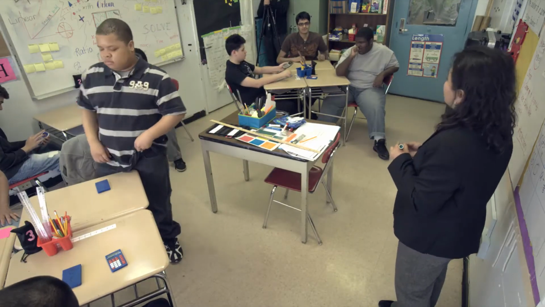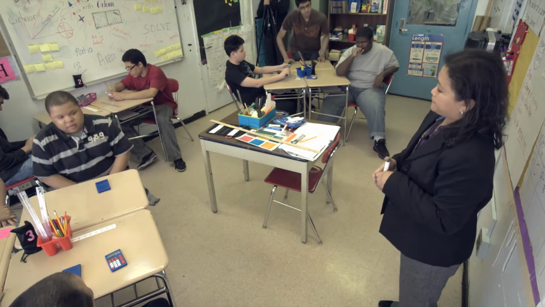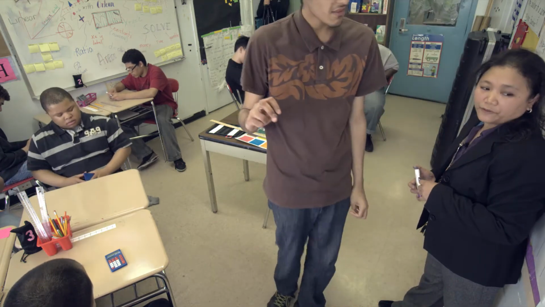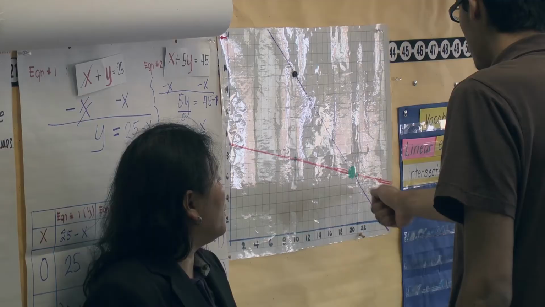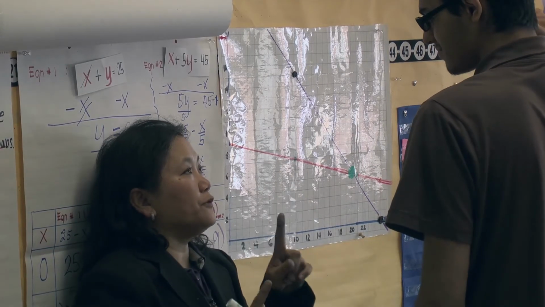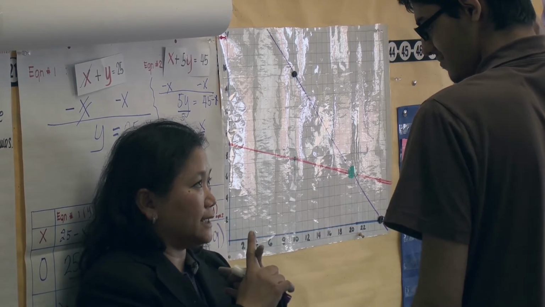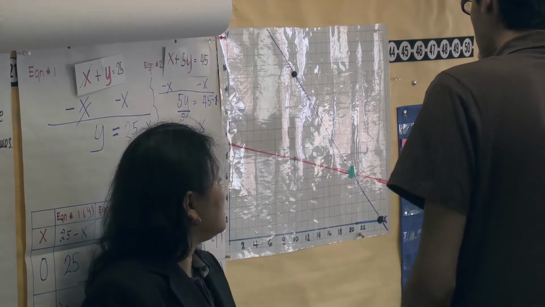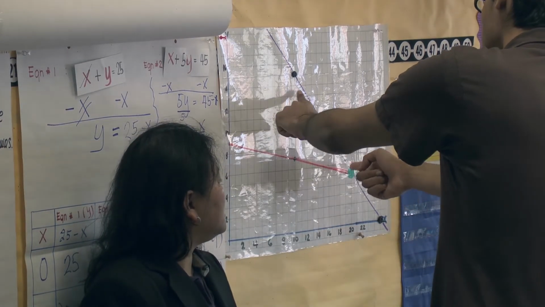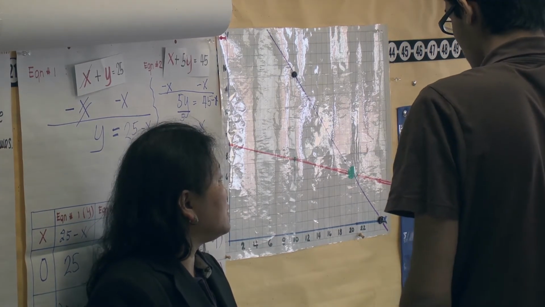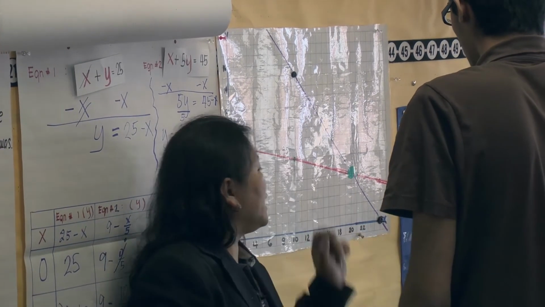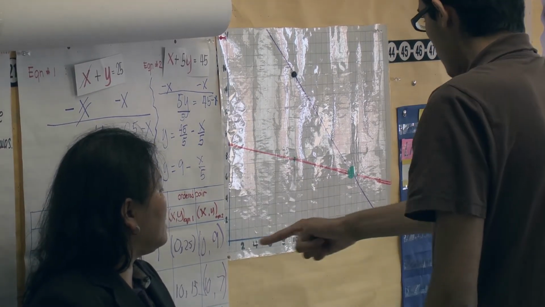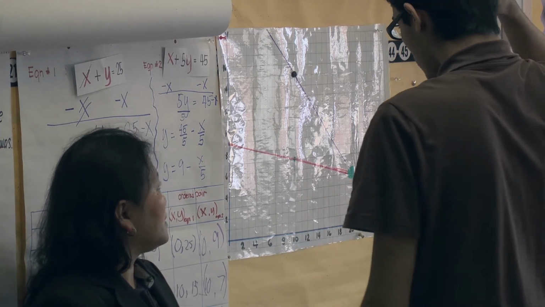Jason, can you help me out? Can you stand over here? Can you see the point of intersection? What's the point of intersection? When you have two lines intersecting, they meet at a common point. Where did these lines meet? This is one line. This is another line. Where did they meet? I think they meet here. Okay, have a seat.